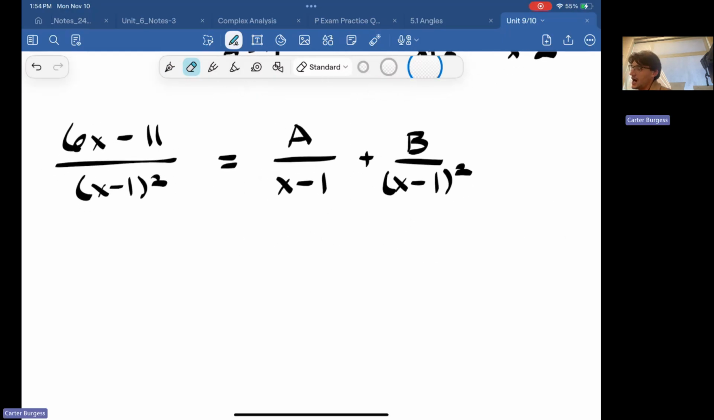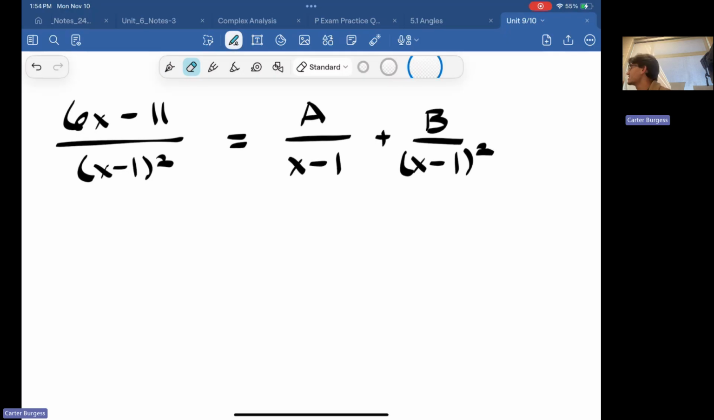Okay. So try this example. Find A and B.